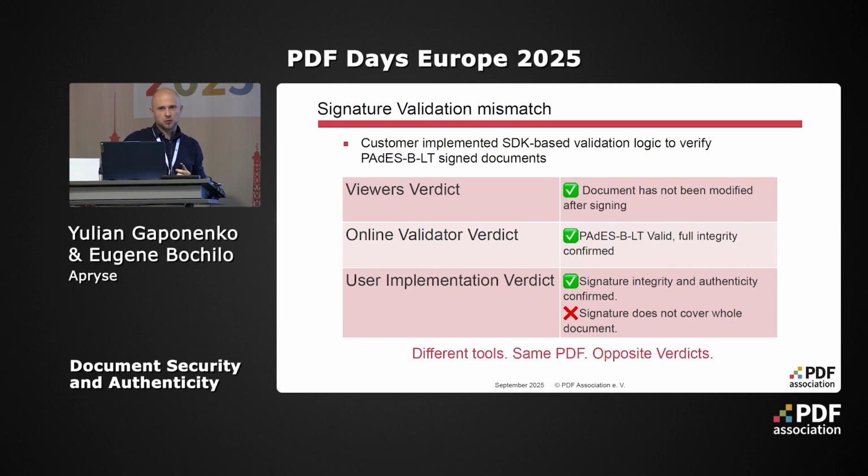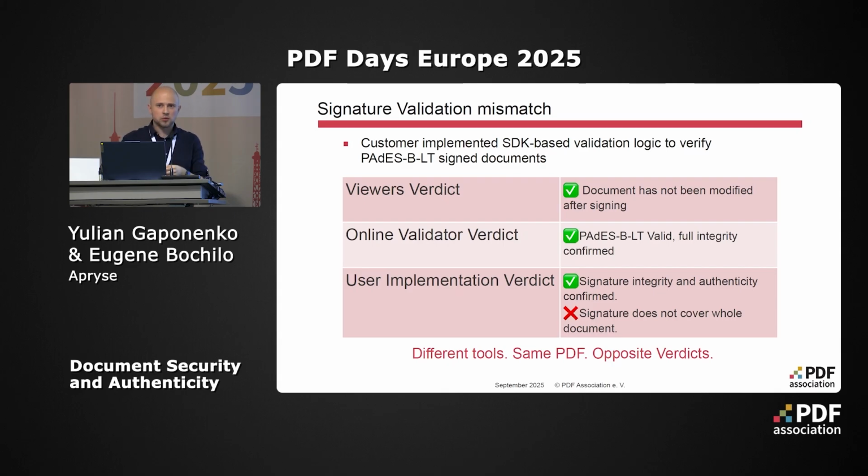B-LT basically means that next to the usual digital signature, as we understand it, that provides you cryptographic protection, based on which you can check integrity, authenticity, non-repudiation, and so on, you also need to embed some information that would be useful for validation in the future. And there are some specific things that you need to cover. We will talk about that a bit later. But all right, the customer tried to do that.